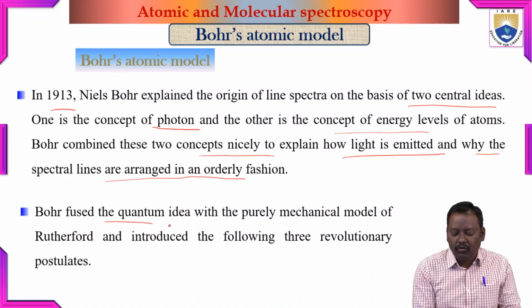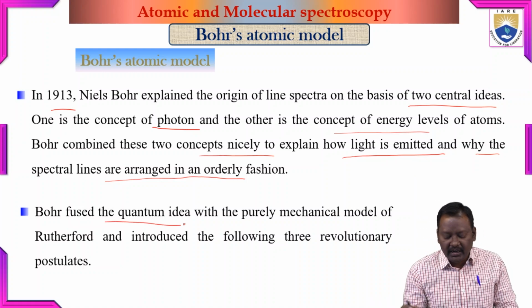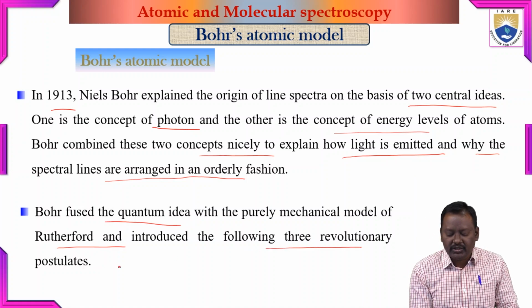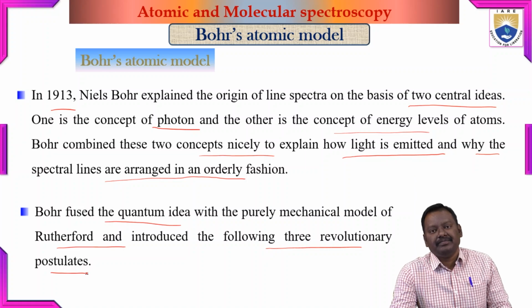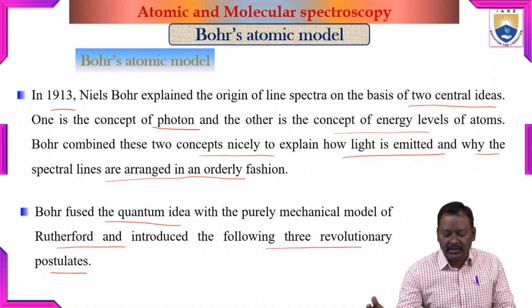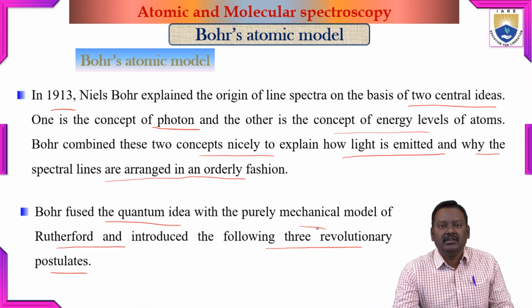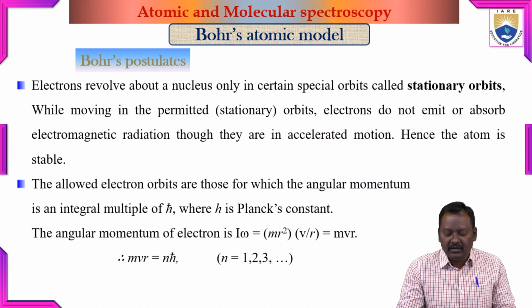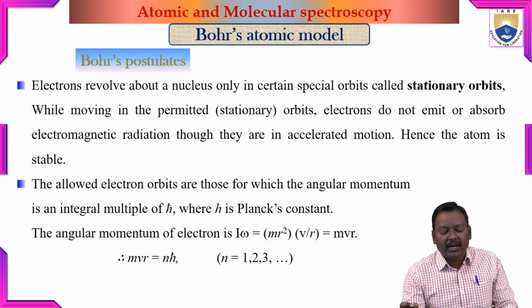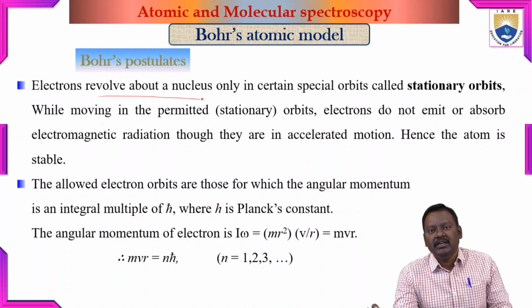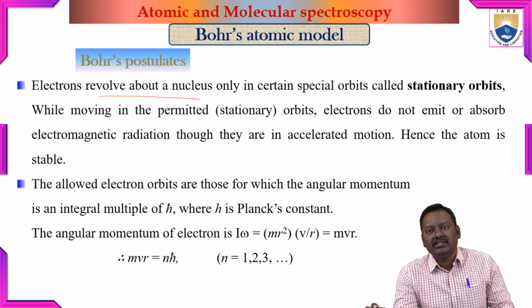Bohr introduced the quantum idea into the purely mechanical model of Rutherford and introduced the following three revolutionary postulates. By combining the quantum theory with the mechanical model of Rutherford, he gave three important revolutionary postulates. Those postulates are given like this. According to Bohr's model, electrons revolve around the nucleus only in certain special orbits called stationary orbits.